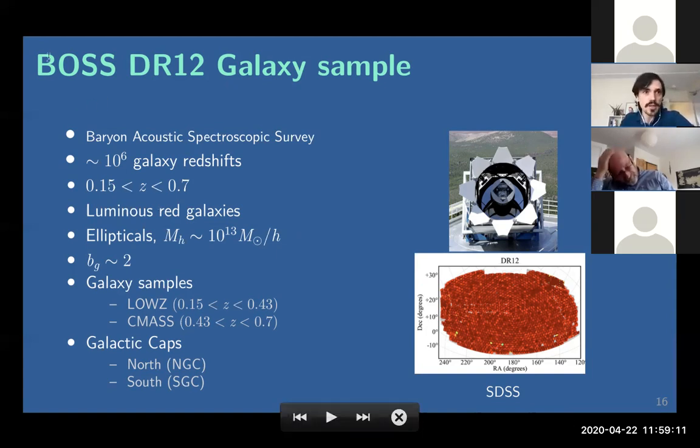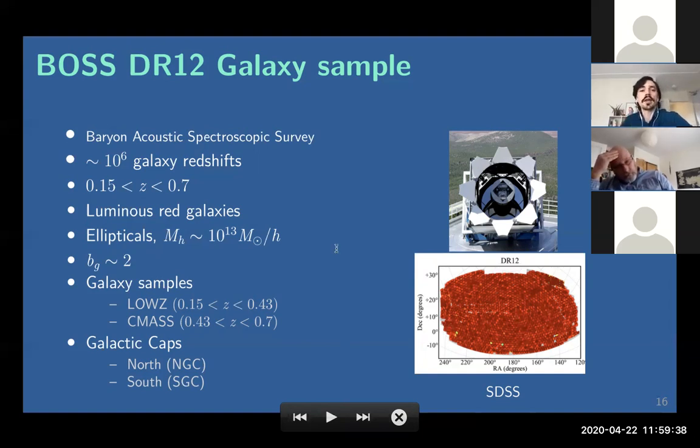The BOSS sample is the Baryon Oscillation Spectroscopic Survey that's part of SDSS, which has measured more than 1 million galaxy redshifts in the redshift range from 0.15 to 0.7, where most of the objects are. It uses a 2.5 meter telescope, and this is roughly all the plates for the North Galactic part where these spectra have been measured.